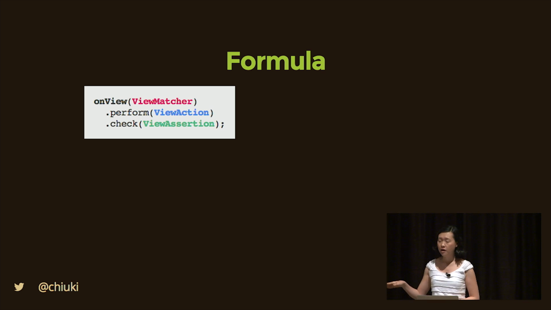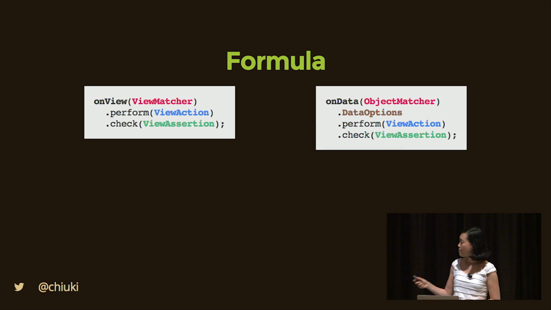So the formula for using onData is similar to onView if you compare it side by side, except you have some extra things like called data options. We're going to get through an example, and it's much easier to understand. So one big thing is instead of a view matcher, you have an object matcher.